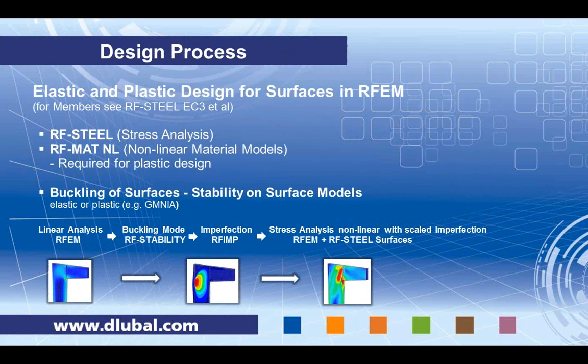When designing elastic and plastic models for surfaces in RFEM, we need additional modules. The main modules that we need are RF-STEEL, which is a stress analysis, which compares existing stresses to a fixed allowable stress. We also need RF-MAT NL, which gives us nonlinear material model capabilities, and this is required for a plastic design.